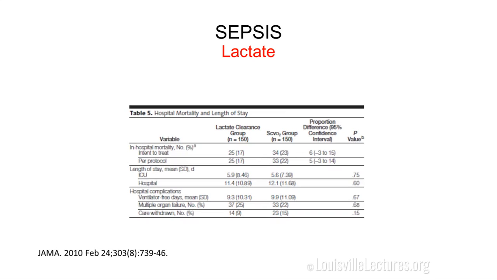And what they found was similar mortality. So the mortality in the group with lactate was 17%, and in the group that got central venous oxygen saturation to guide therapy was 23%. So similar mortality. So what the study tells us is that lactate is a good parameter, at least as good as central venous oxygen saturation, to guide your therapy, to guide how much fluid you want to give to the patient, etc.